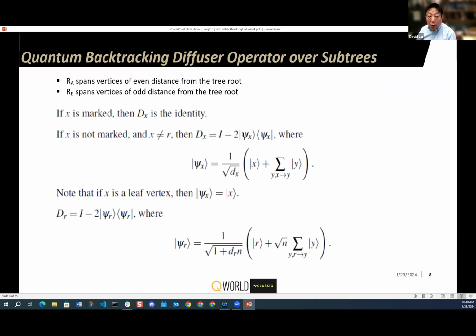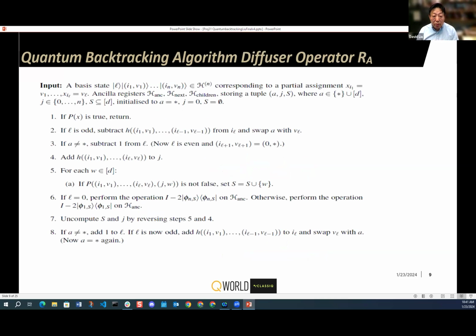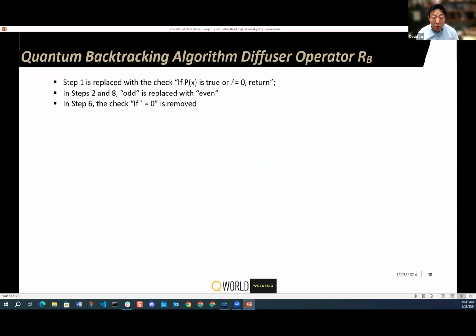The quantum backtracking is a little bit different. You're not going to do that recursively. Basically you create the whole operators, and after applying the operator, you try to figure out whether the solution is there by using phase estimation. There are two different operators: one is over all the even-distance vertices from the tree root, and the other, R_B, is over all the odd-distance vertices from the root. If x is marked, your diffusion operator is just the identity. Otherwise, you do something similar to the Grover algorithm, pretty much, with one minus something. So this is the different way to build the operators over different indices, and B is over the odd vertices, so you do it a little bit differently.